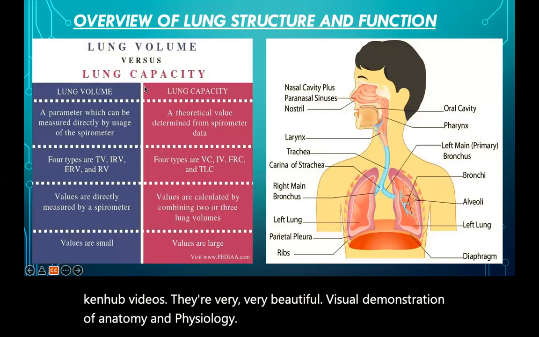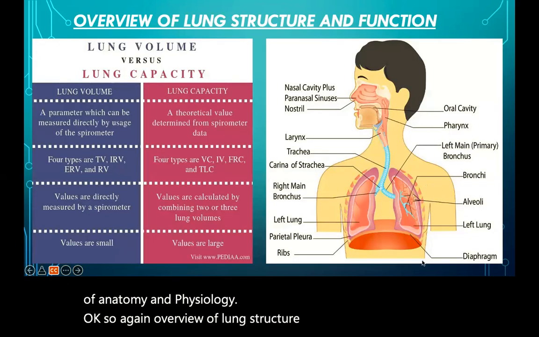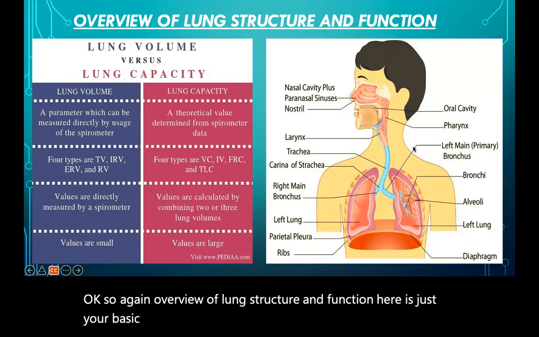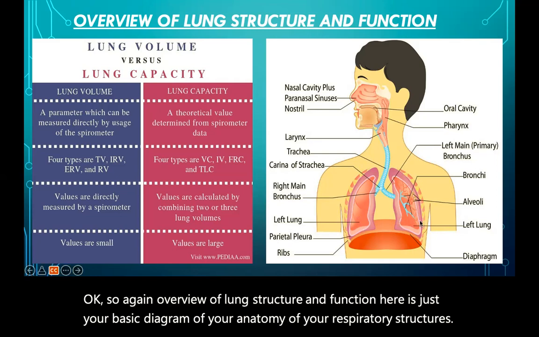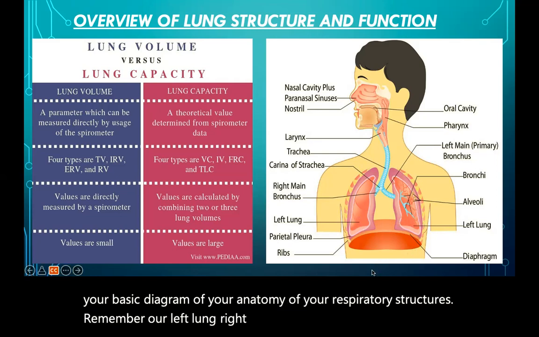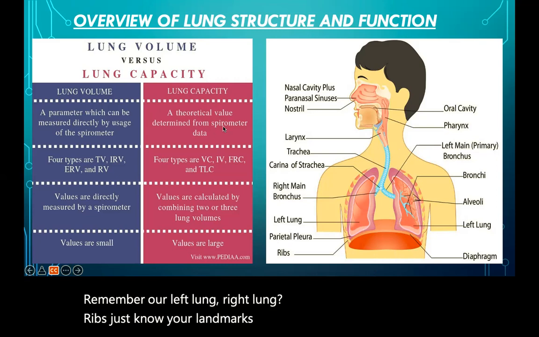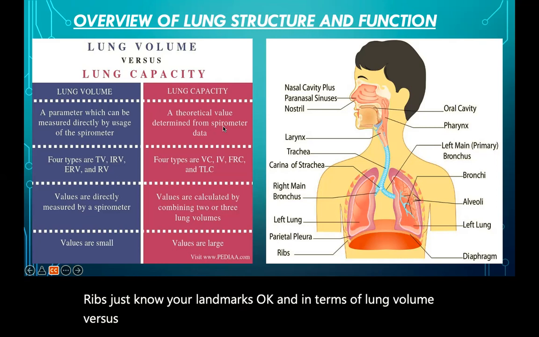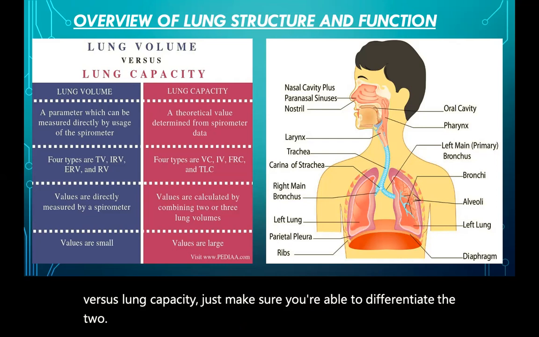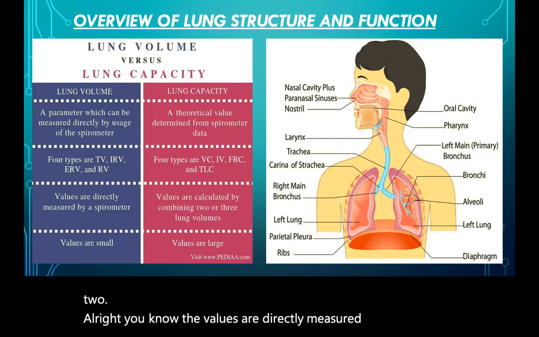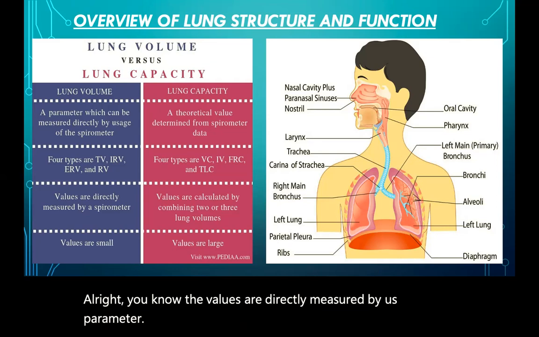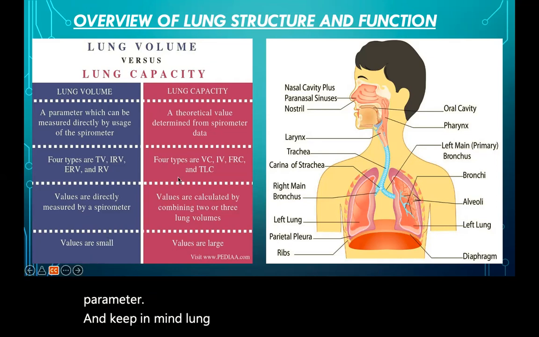Okay, so again, overview of lung structure and function. Here is just your basic diagram of the anatomy of your respiratory structures. Remember our left lung, right lung, ribs, just know your landmarks, okay? And in terms of lung volume versus lung capacity, just make sure you're able to differentiate the two, all right? The values are directly measured by a spirometer. And keep in mind, lung volume values are usually small versus lung capacity values are large.